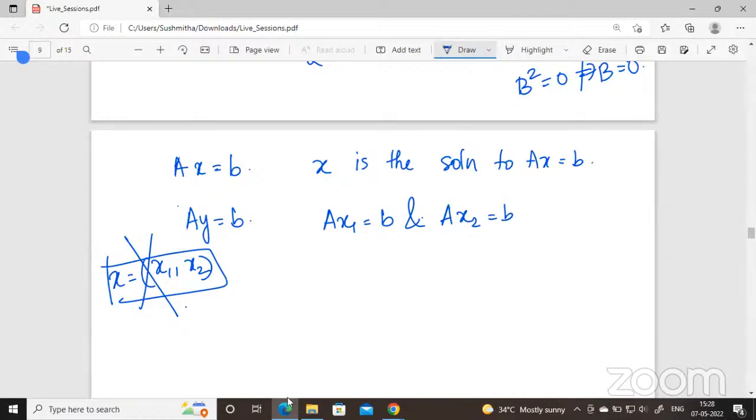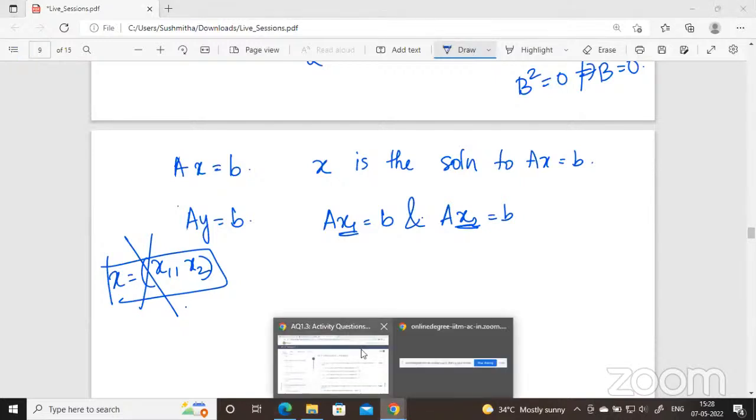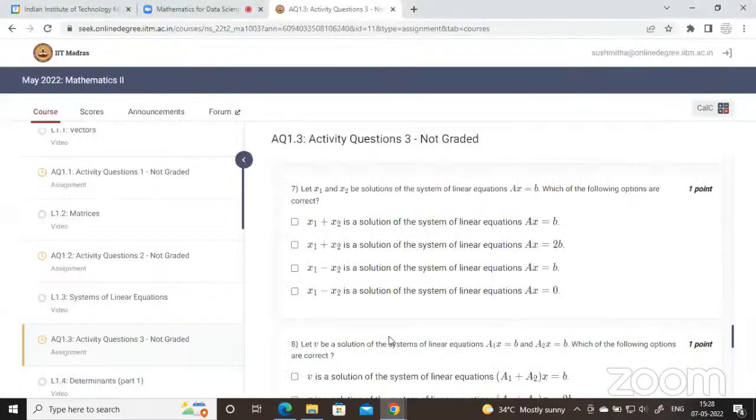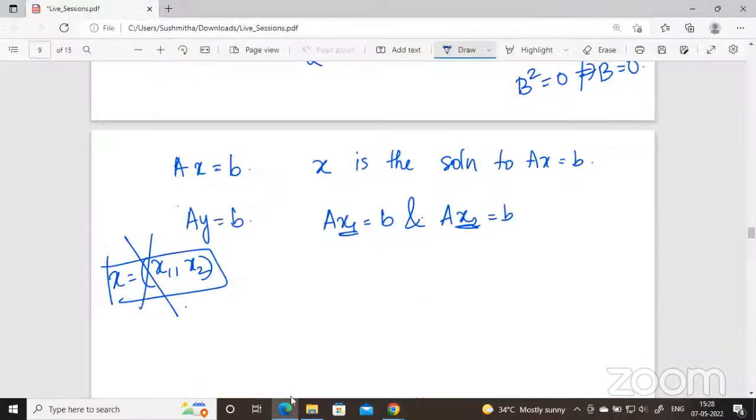Ma'am, here X1 and X2 are column matrices. Yes, this is a column vector, this is a column vector. Ma'am, also here AX equals B is a linear equation which has infinitely many solutions. Is it given? No, but ma'am, there are two solutions, so there are infinitely many. But X1 and X2 may be the same. Nobody said that they are different.